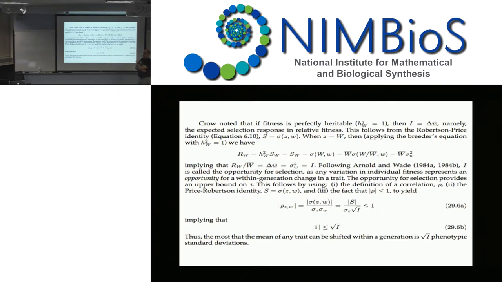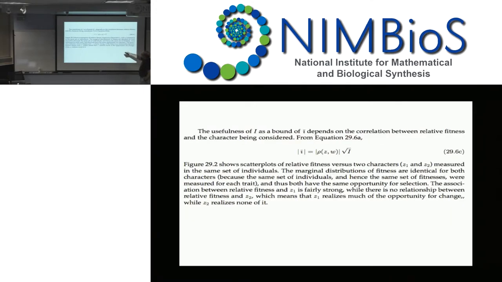Because it's not relevant to this discussion. So what is relevant to this discussion is, number one, what's the maximal change you can have in fitness? That happens if heritability is one, there's the maximal change in relative fitness. Number two, what's the maximal change you can have in any particular character? It's bounded by this. And what fraction you see, how much of that change is realized, depends upon the correlation between your character and fitness.